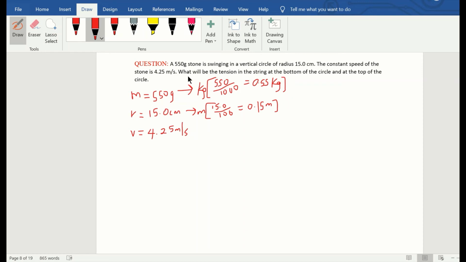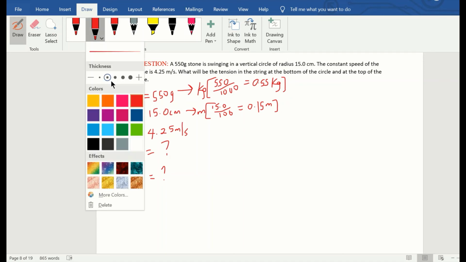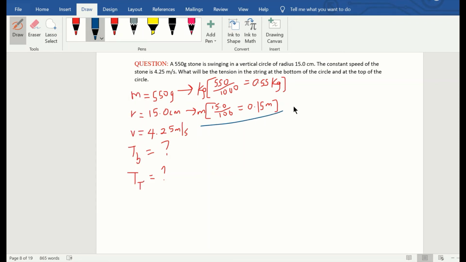Question says, what will be the tension in the string at the bottom? So my tension at the bottom is not given. And the tension at the top is not given to us. All right. So I have to find the tension at the bottom and the tension at the top. So I hope you guys remember the formulas. So the first thing I do is this: to find the tension at the bottom, I can draw a sketch.